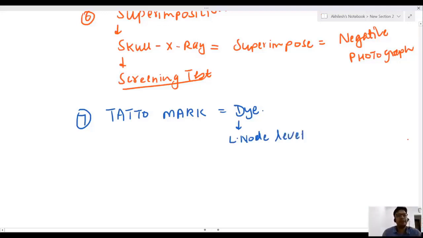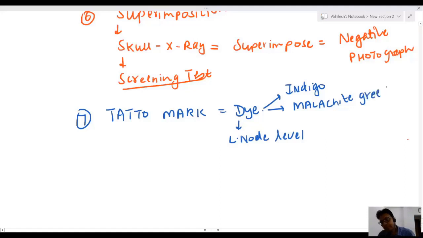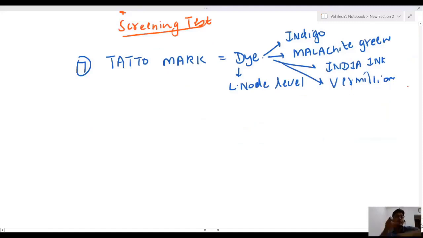We use some dye to make the tattoo mark. This dye goes to the lymph node level. There are many dyes used for tattoo marks, such as indigo dye, malachite green, India ink, and vermilion. But sir, this dye goes to the lymph node. So, doctor, if you want to detect that dye, you just dissect the skin till the lymph node level.